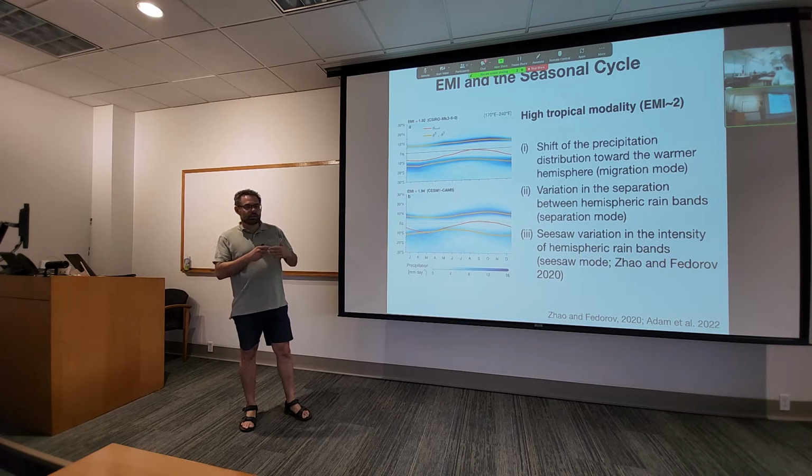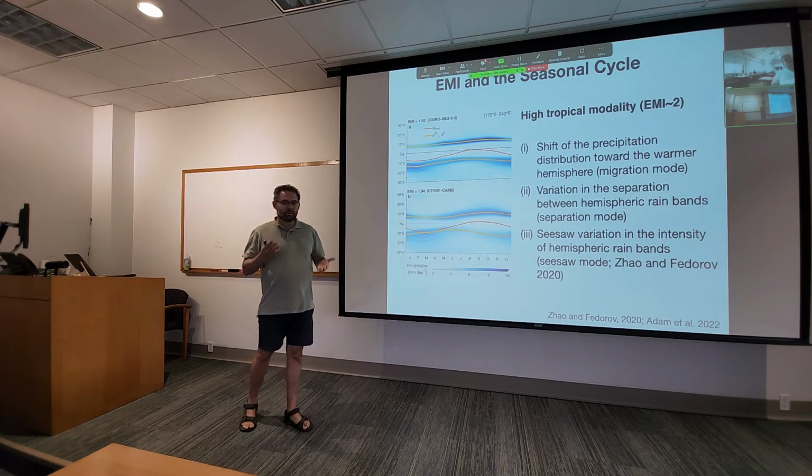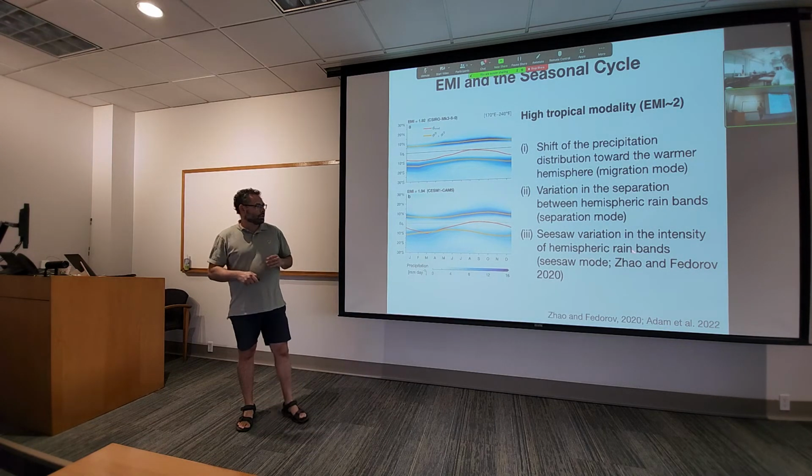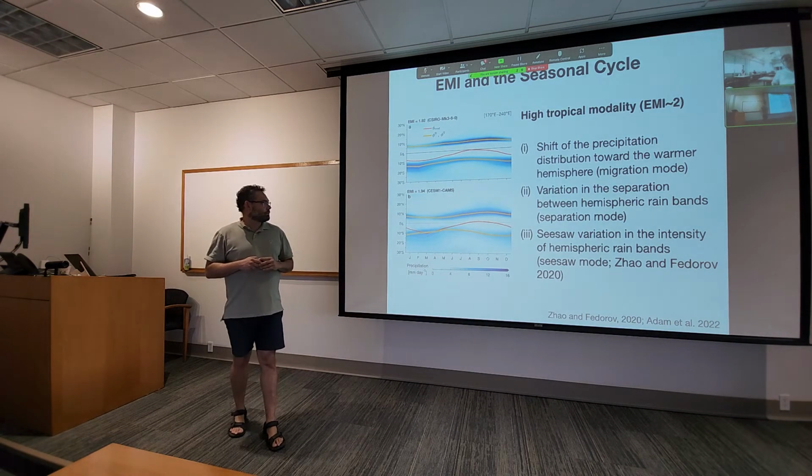The second mode is the variation in the separation between the hemispheric ITCZs. And third, it's a seesaw variation in the intensity of the ITCZs on either side of the equator seasonally. This was also recently observed by Zhao and Fedorov in a paper from a couple of years ago.